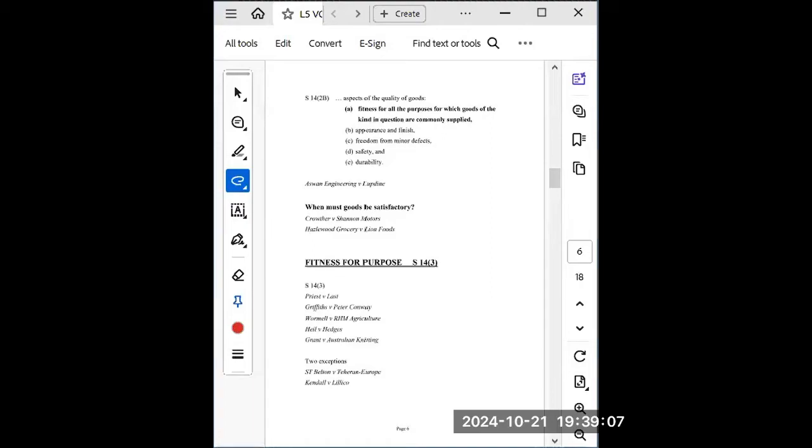But does it have to be good enough as a vase as well? Does it have to be good enough as an antique Ming vase and good enough for me to put flowers in and put water and it doesn't leak? What we're saying is, well, we're not sure. 14.2b seems really clear. It's got to be fit for all purposes. Not only as an antique, it's also going to be good as a vase.